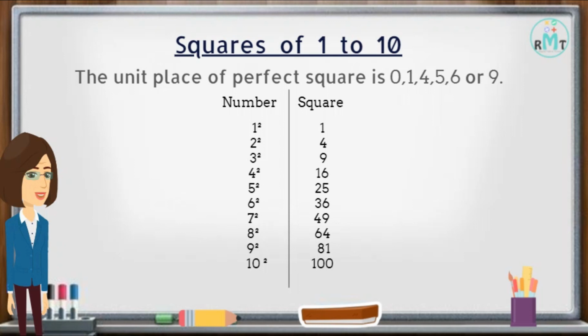Also, the square of 1 and 9 have 1 in their unit place. The square of 2 and 8 have 4 in its unit place. The square of 4 and 6 have 6 in their unit place. The square of 3 and 7 have 9 in its unit place. Whereas the square of 10 and 5 have 0 and 5 in its unit place respectively.